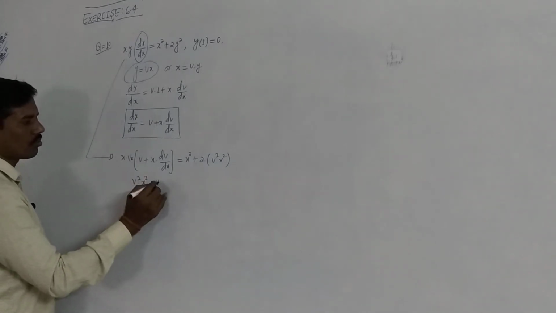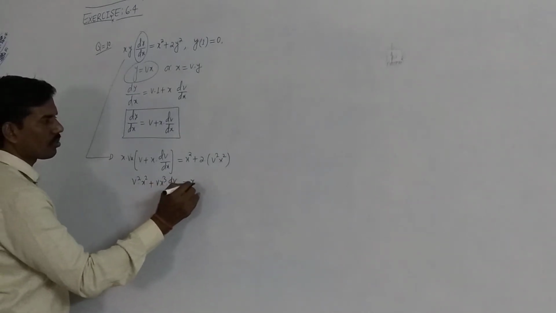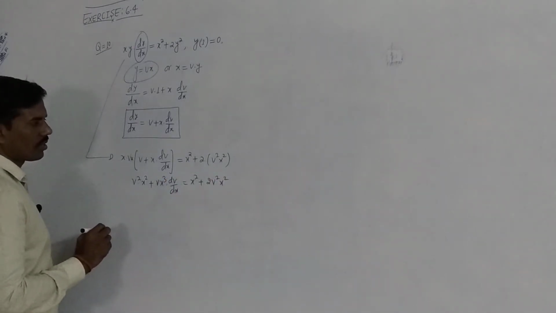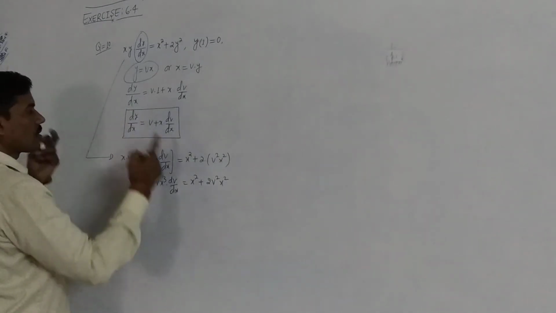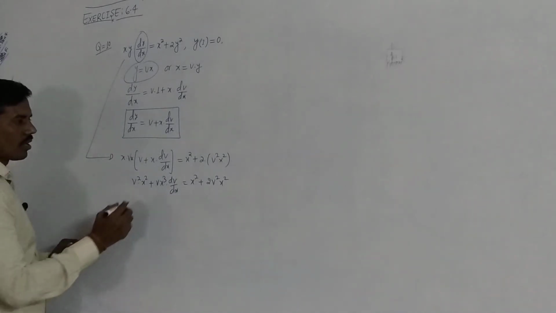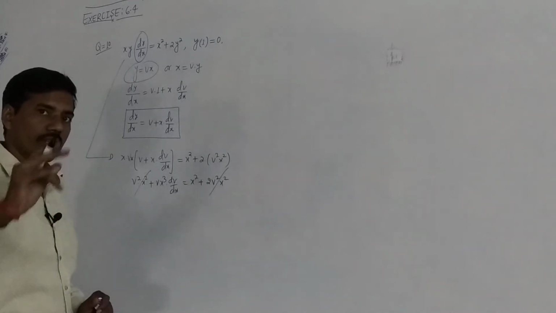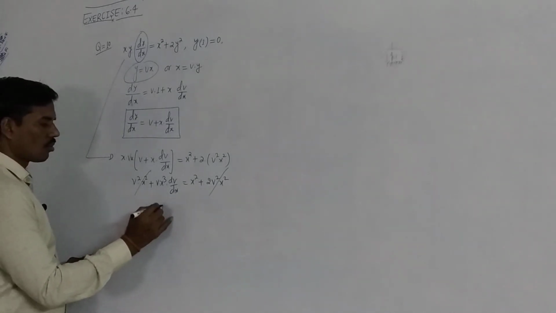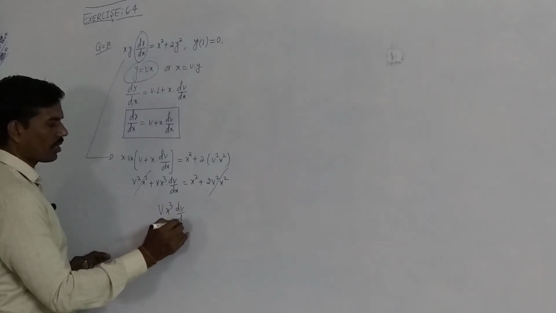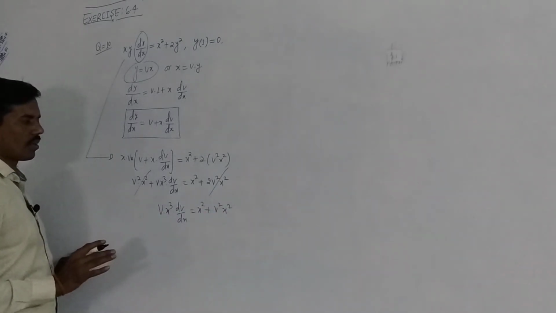v x square into v is v x cube, and x square into x is x cube. dv by dx is equal to x square plus 2v square x square. Okay, clear? Look, v square x square and 2v square x square, a single v square x square gets cancelled and the remaining terms are v x cube dv by dx is equal to x square plus v square x square.